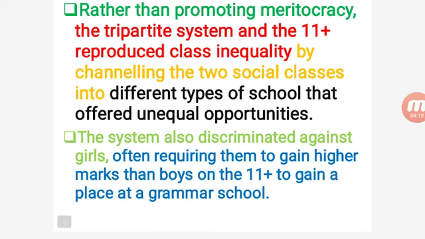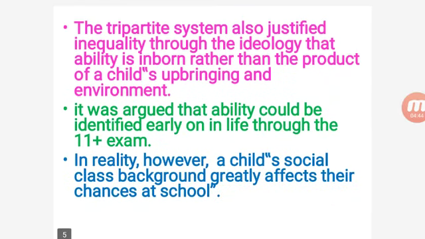The system also discriminated against girls, often requiring them to gain higher marks than boys on the 11 plus to gain a place at a grammar school. So more restriction was put especially on the girls, that they had to produce much better results than boys. In this case, they could get admission in those elite schools or the grammar schools.